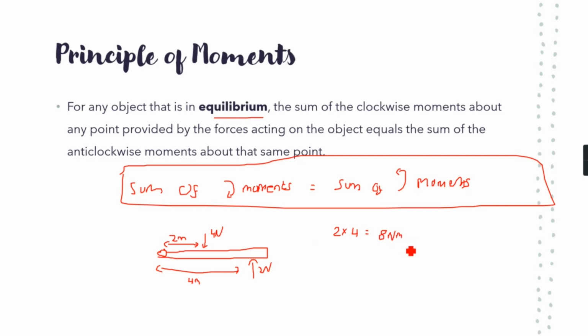the unit of moments. And the sum of the anti-clockwise moments is, well, we've got 2 newtons acting upwards, that's the force, and the perpendicular distance this time is 4, so that is also 8 newton meters.